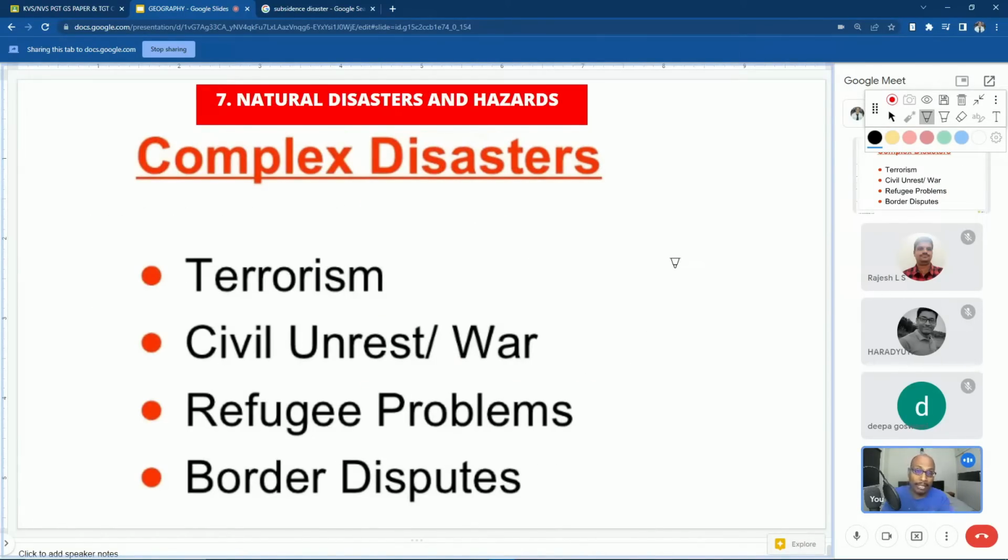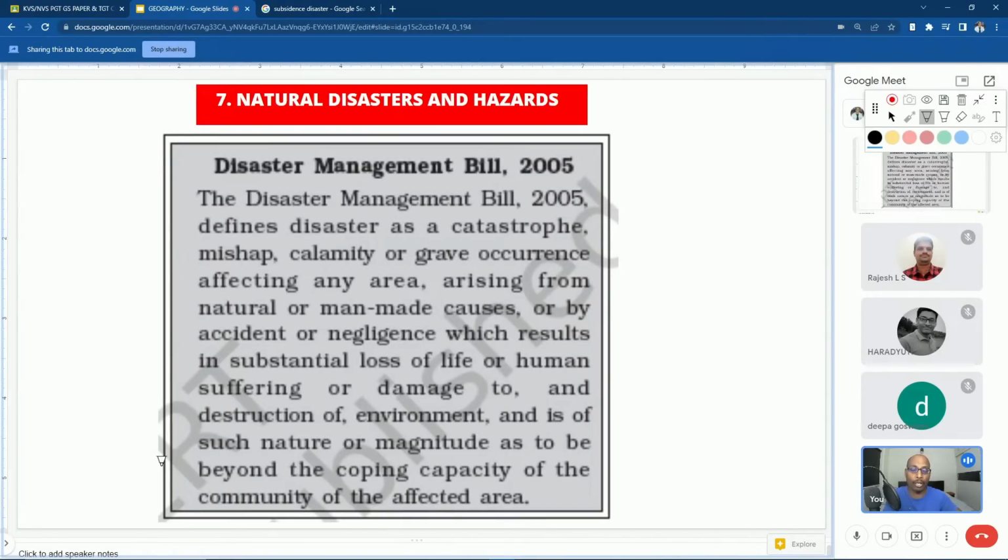Then there are complex disasters, which may not be part of this NCERT textbook. Let us just go with one round of this reading. Terrorism, civil unrest or war. Now what is happening between Ukraine and Russia, refugee problems, border disputes, these also lead to a lot of disasters.